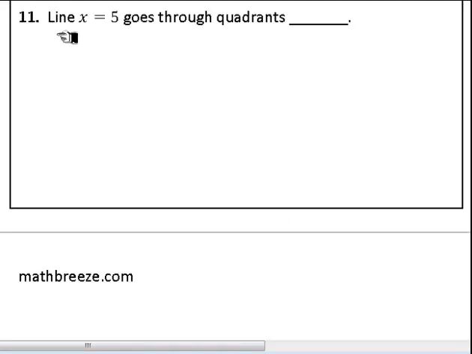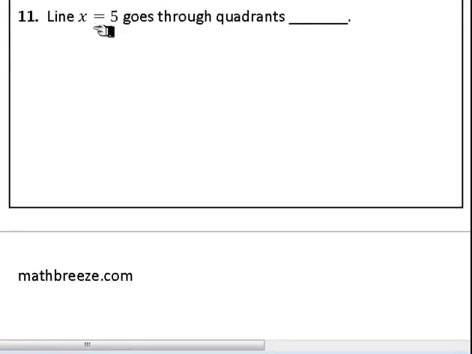Number 11 says line x equal 5 goes through quadrants blank. All right, we have to figure out what quadrants the line x equal 5 goes through. Well, first of all, x equal 5 is of the form x equals a, so we know it's vertical.